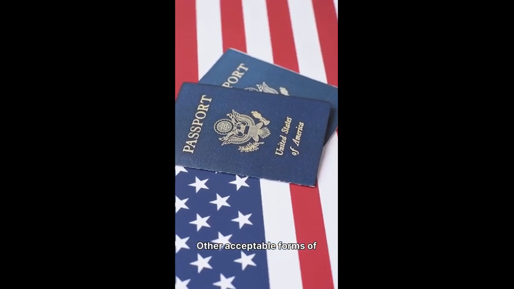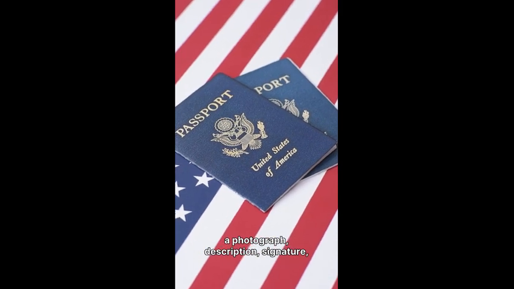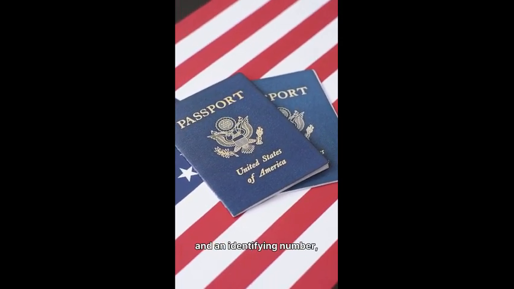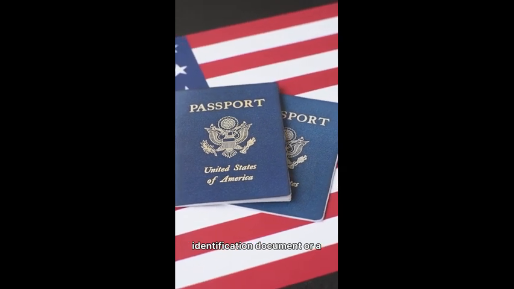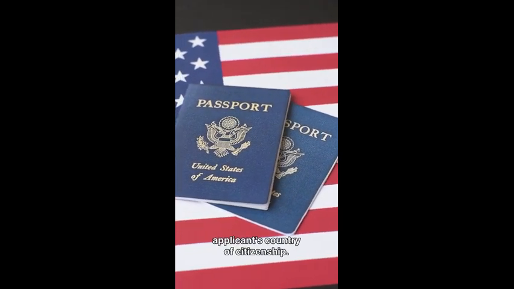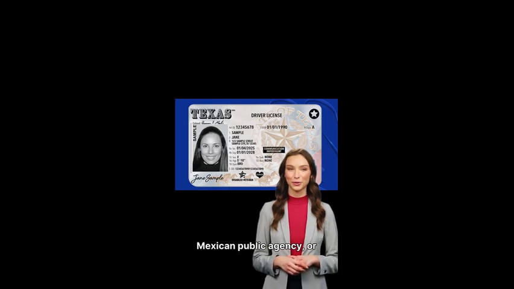Other acceptable forms of identification, provided they contain a photograph, description, signature, and an identifying number, include a valid consular identification document or a valid passport from the applicant's country of citizenship. A driver's license issued by another state or by a Canadian or Mexican public agency, or an identification card issued by another state, are also valid.